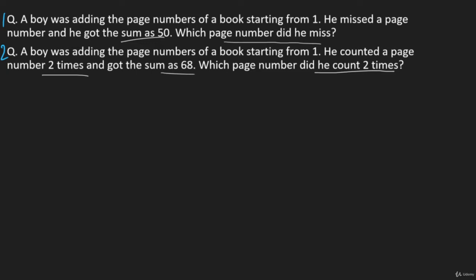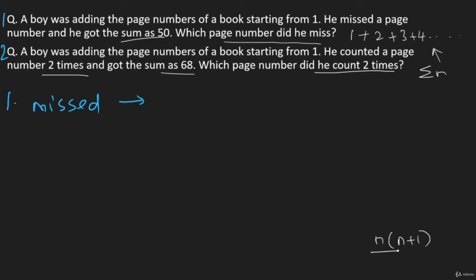Alright, I hope you have given it a try. Let's do it together. Let's start with the first question. Over here, it's mentioned that he has missed adding a page number, right? And if you see, adding the page numbers is of the form 1 plus 2 plus 3 plus 4, etc., right? Whenever you see this, immediately you should relate this to a sigma n question. And we know the formula for sigma n. It's n into n plus 1 by 2.